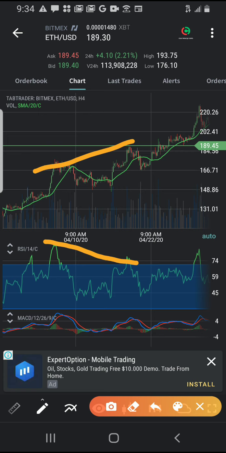Our next is going to be Fibonacci retracement, and we are going to cover that in tomorrow's topic.